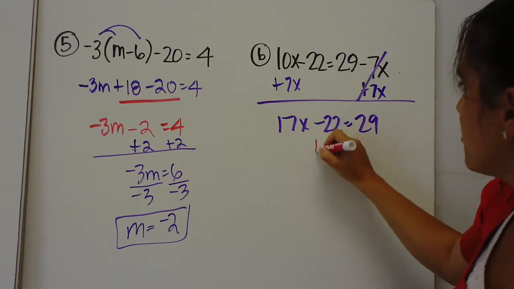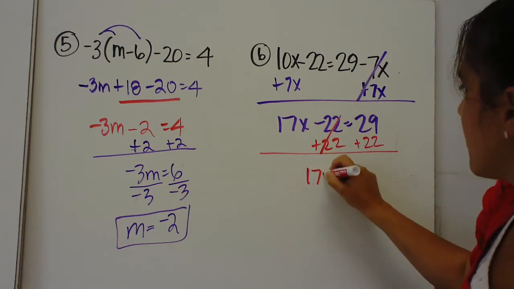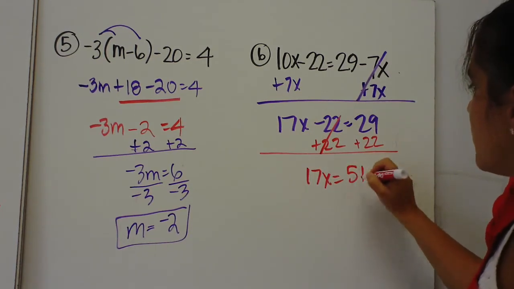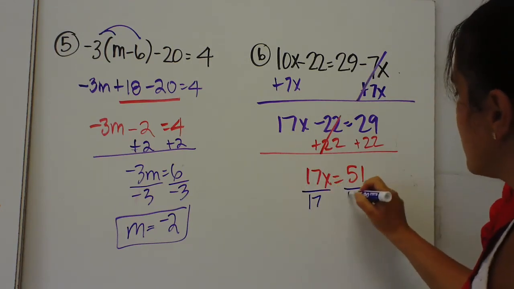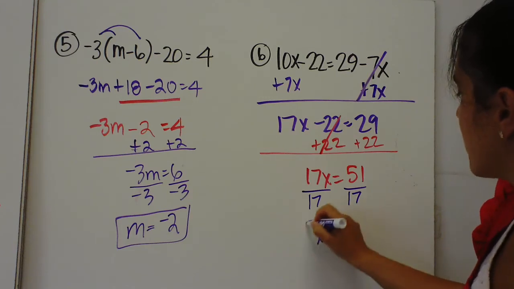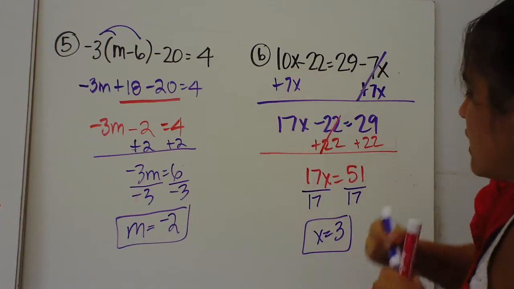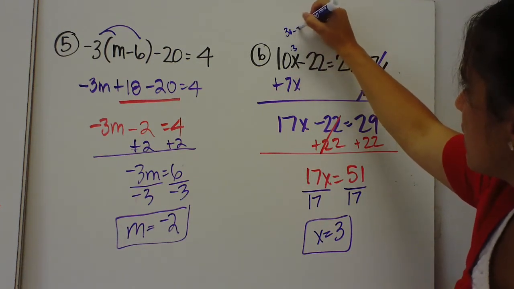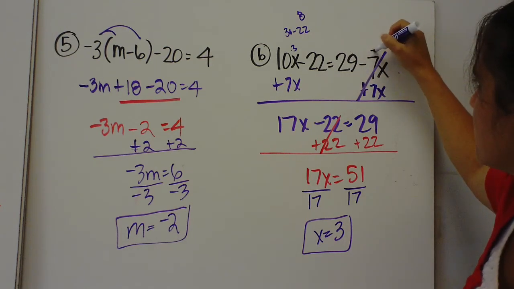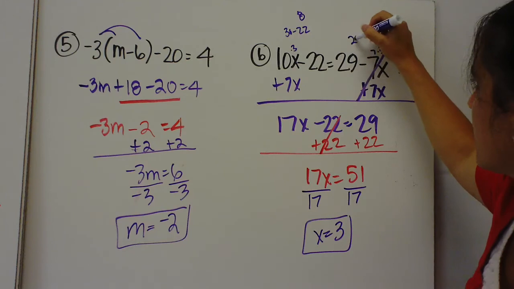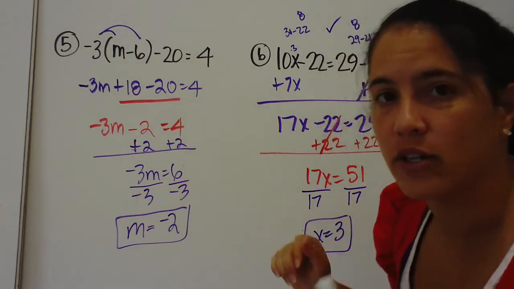Now I can add 22. And I get 17x equals 51. And I know that I'm going to divide by 17, and x equals 3. You can check yourself by coming back up here and saying 10 times 3 is 30, minus 22 is 8. And 29 minus 7 times 3 is 21, so 29 minus 21 is 8. So again, you can always, always, always check your answer.